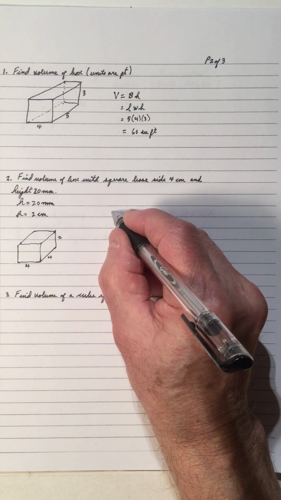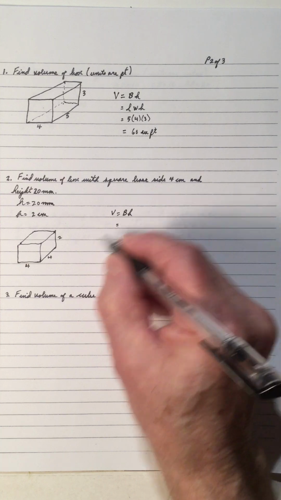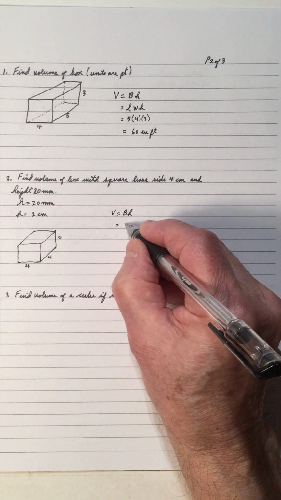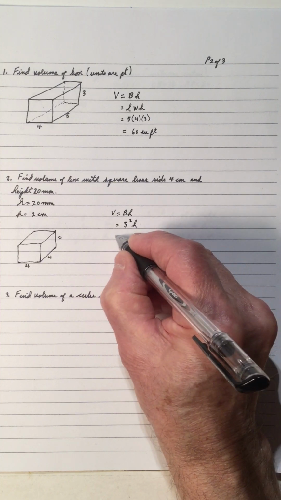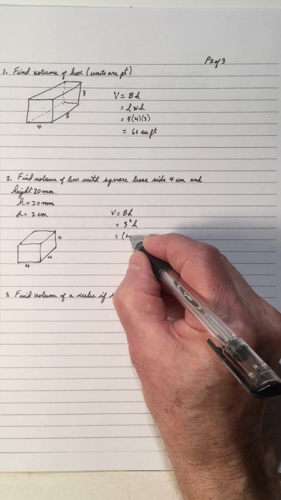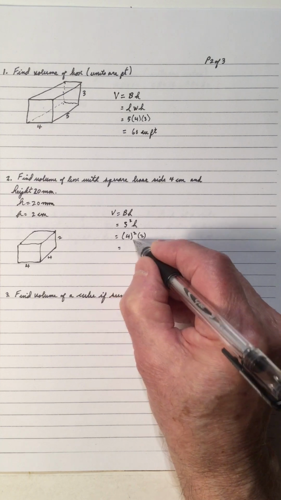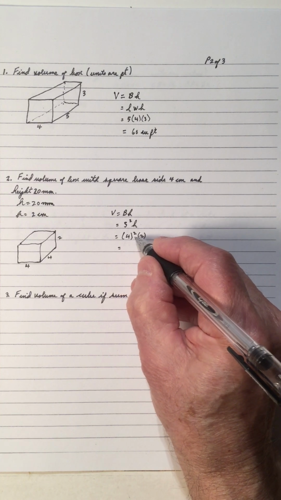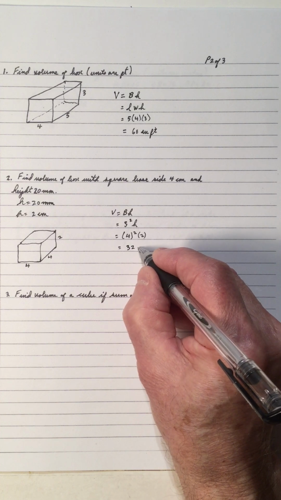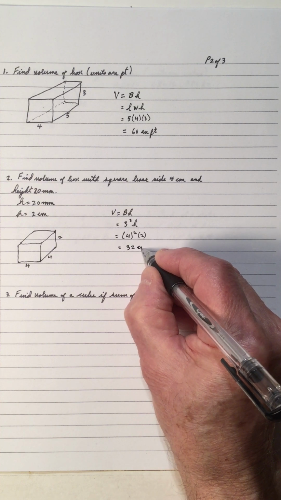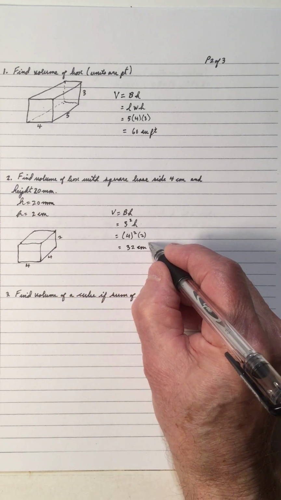Again, the volume is base area times height. Because it's a square base, it's S squared H. So that square has a side of 4 and a height of 2. 4 squared is 16, 16 times 2 is 32. And again, this is centimeters, and this is 3 dimensions, length times width times height. So that's cubic.